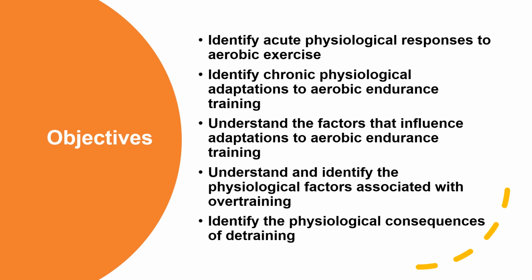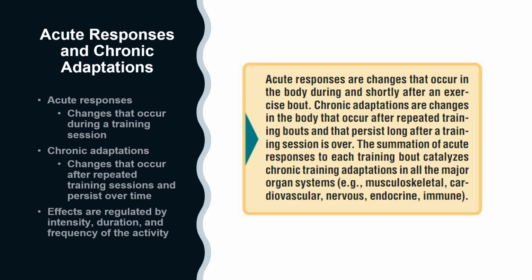So here we go. Acute responses and chronic adaptations are two different types of physiological changes that occur in response to exercise or physical activity. Acute responses refer to the immediate physiological changes that occur during or shortly after a single bout of exercise. These responses are temporary and typically return to baseline levels once the exercise session ends.